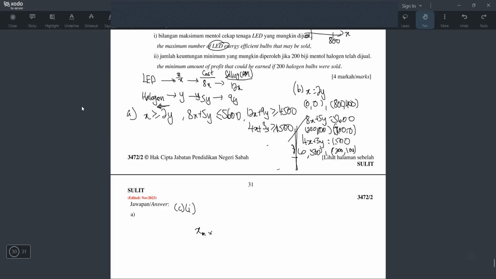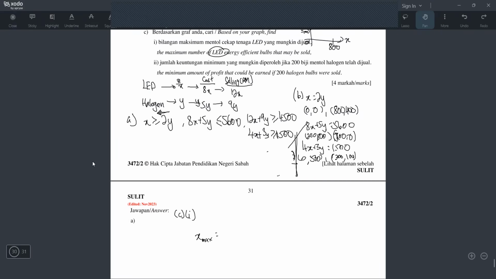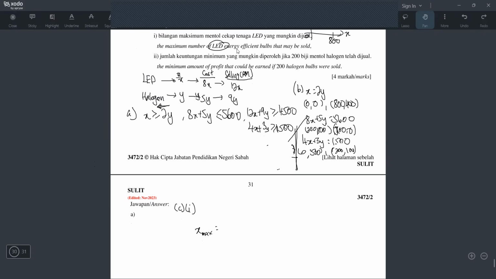That is why it's very useful to write this, right? Because you might confuse separate X, separate Y, right? So find the maximum number of LED bulbs that may be sold. So usually when they want me to find X, they must give me Y. Or if they want me to find Y, they must give me X, right? But this one they just want me to find X. They never give me Y. It means your Y tak bagi lah.